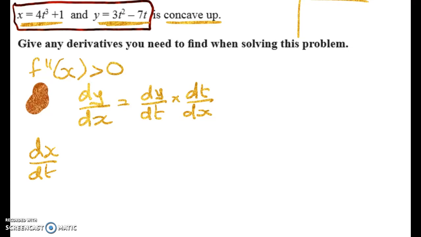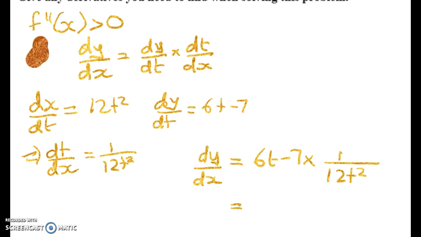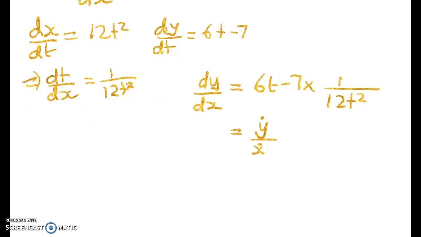Actually, I'm going to pause the video to do this bit because this is super easy. Okay, so there are my first derivatives done. Putting those together, we get dy by dx, which is (6t minus 7) times 1 over 12t squared. Many of you will have done this so many times you'll be used to thinking of it as y dot over x dot, and by the time you get to the exam, that's how you should be thinking about it. We take dy by dt and divide it by dx by dt. That's the first derivative, but we have to get the second derivative.